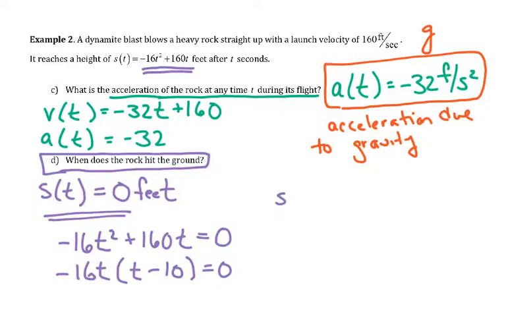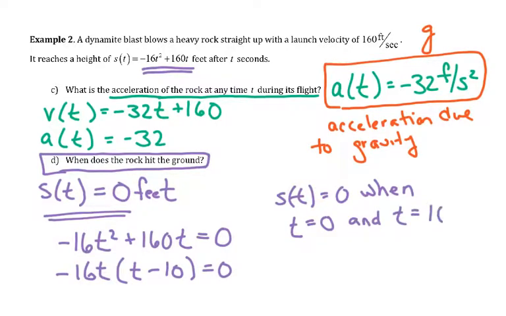So s of t equals 0 when t equals 0 and when t equals 10. So why do we have 2? Well, this is when it took off, and this is when it landed. So the answer to this is 10 seconds later. So it went up, and 10 seconds later, it hit the ground.